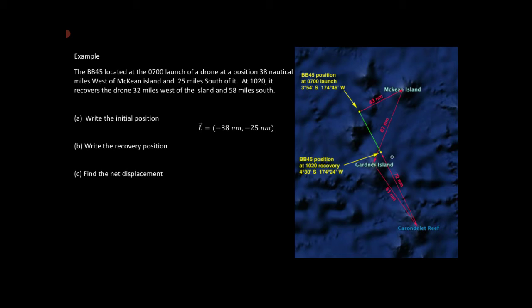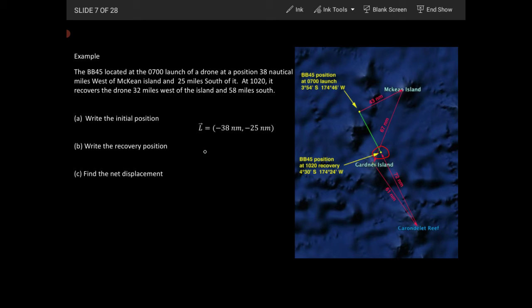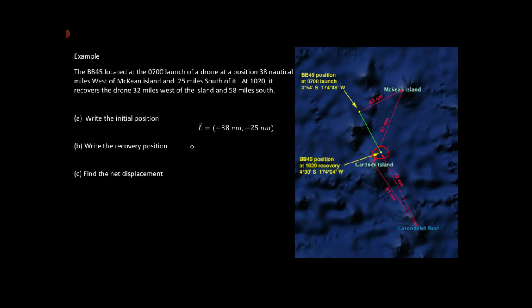Next, we have this position here, and that will be, let's call it R, I think. Okay, now this is 32 miles west, so minus 32 nautical miles, and 58 miles south, so minus 58 nautical miles, the same way we did it before. 58 is minus because it's south and minus north, right? 32 is minus because it's west instead of east.